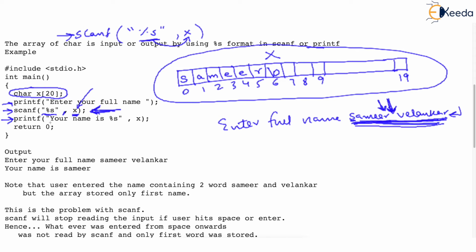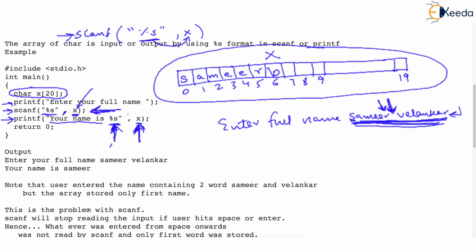We are printing "your name is" and %s. And whose value are you printing? Just see, you are printing the value of x. That means you are printing the x array in this printf. What is the way to print the character array? If you want to print a character array, then the format given in the printf is %s, the string. Because a character array itself is a string, you use %s format.